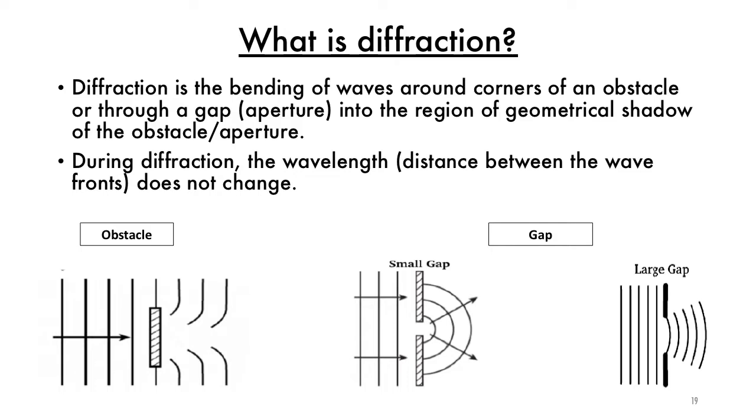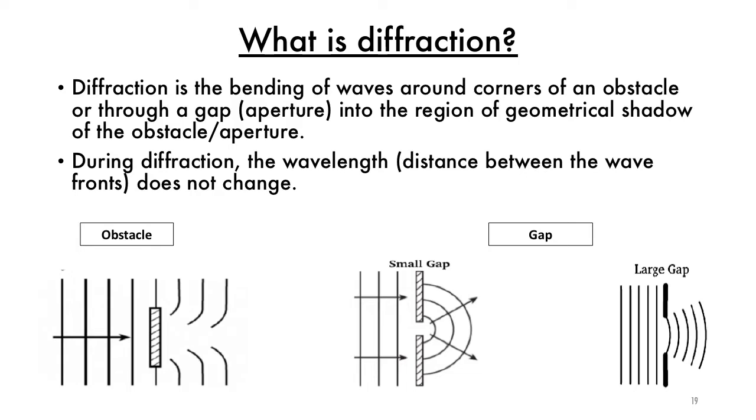We have got two diagrams here, one which shows an obstacle and one which shows a gap. So in the first diagram, we can see that there is an obstacle here. The water waves, as they reach the obstacle, they bend, and you can see that the nature of the wave fronts after crossing the obstacle is different. So the water waves are bending around the corners of an obstacle.